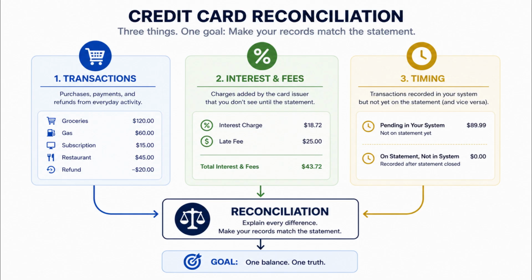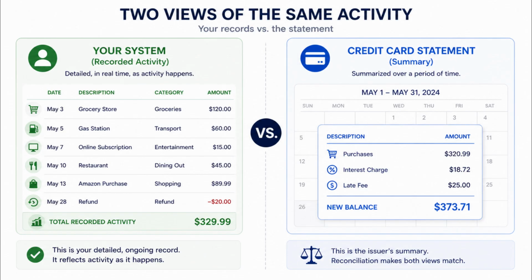A credit card is not just one number. It's three things happening at once. One, transactions. Two, interest and fees. And three, timing differences. And reconciliation means making sure all three are correctly reflected in your system. When you reconcile a credit card, you are comparing your system, what you've recorded, to the statement, what actually happened. But here's the key. The statement is not just cash, it's a summary of activity over time.